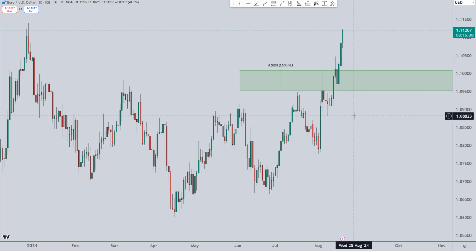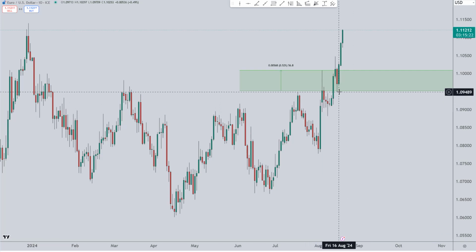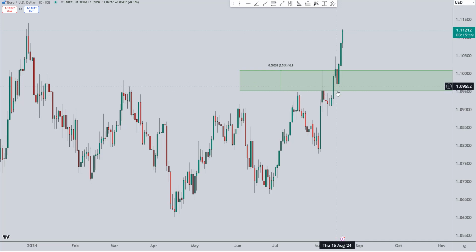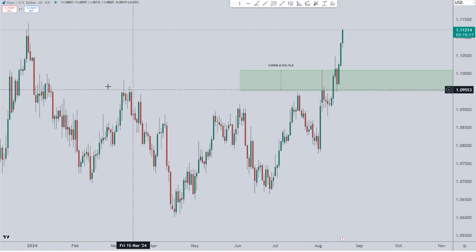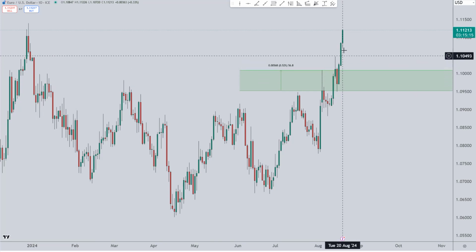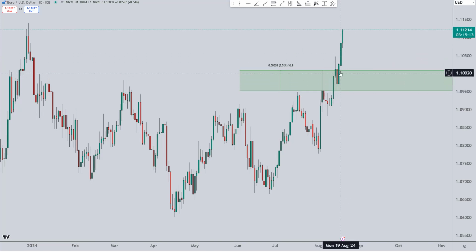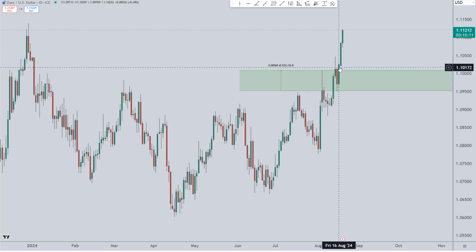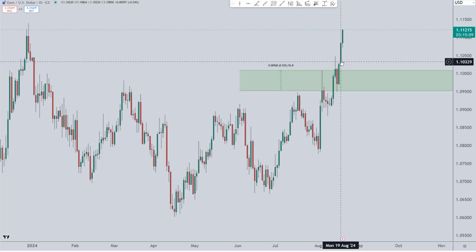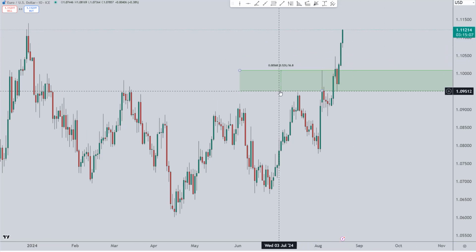Even though time ran out and I know something's going to happen, I'm just waiting to see what happens. And obviously, in hindsight, it's very easy to see what happened. It just sat on the support level and then moved to the upside. And then once it broke above this candle right here, I was like, okay, I'm pretty sure it's going up. And sure enough, it's going up.